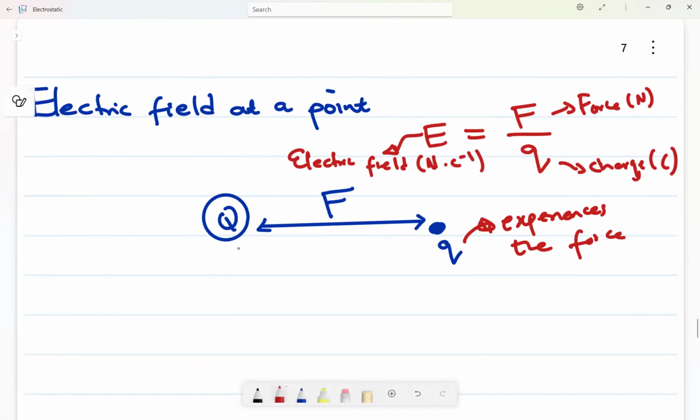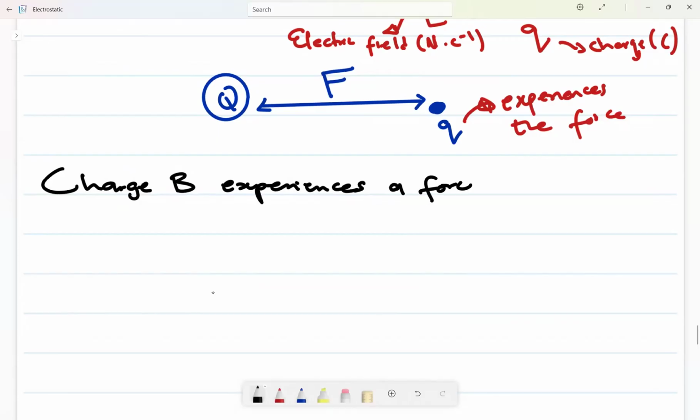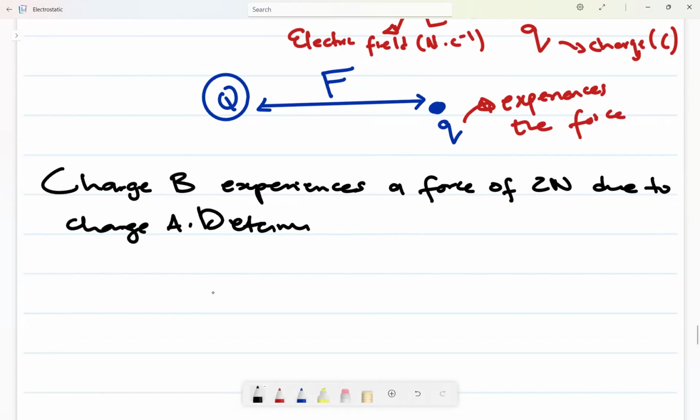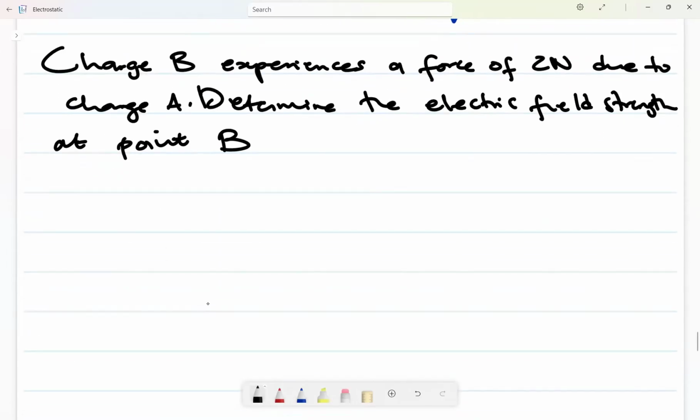Now, let's have an example. Charge B experiences a force of 2 newtons due to charge A. Determine the electric field strength at point B. So charge B experiences a force of 2 newtons due to charge A.